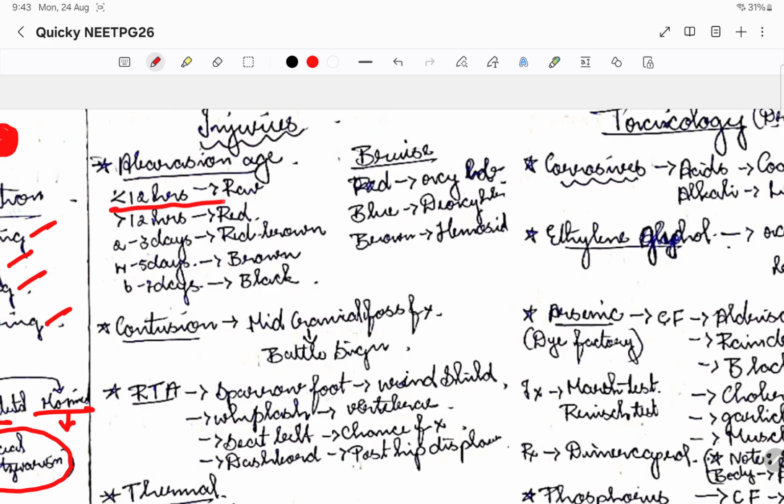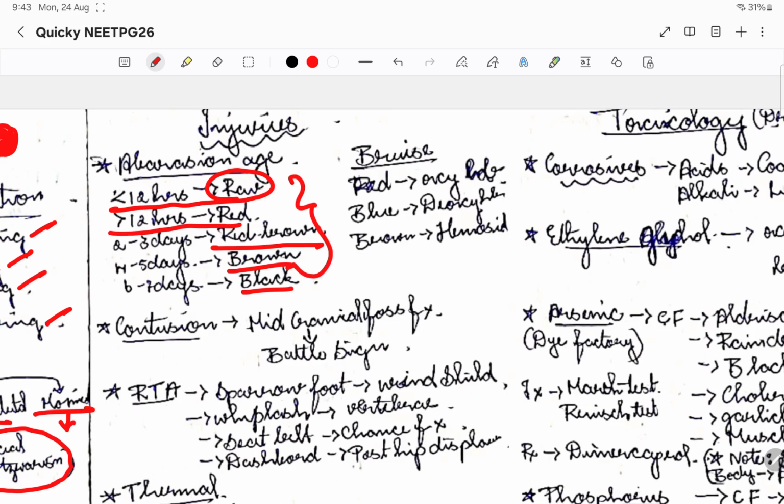If it is less than 12 hours, it is going to be raw, okay. Whereas if it is more than 12 hours, it is red. So the other colors, you know that, right. When injury or abrasion happens, we all would have got injuries. So this is how it goes, right. First it will be raw, then red, brown and then blackening of the scar will happen. So this is the thing with abrasion aging.